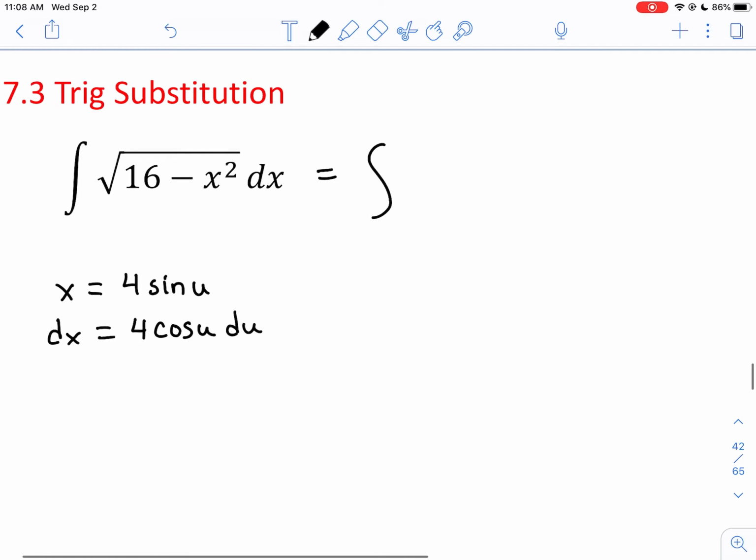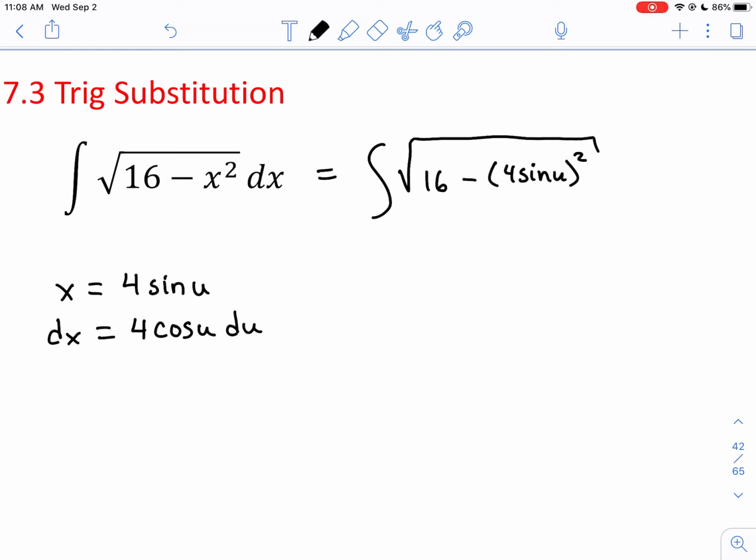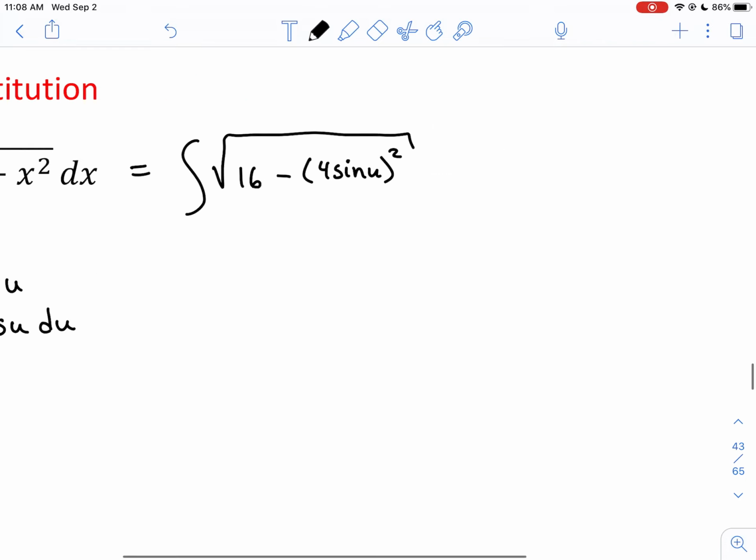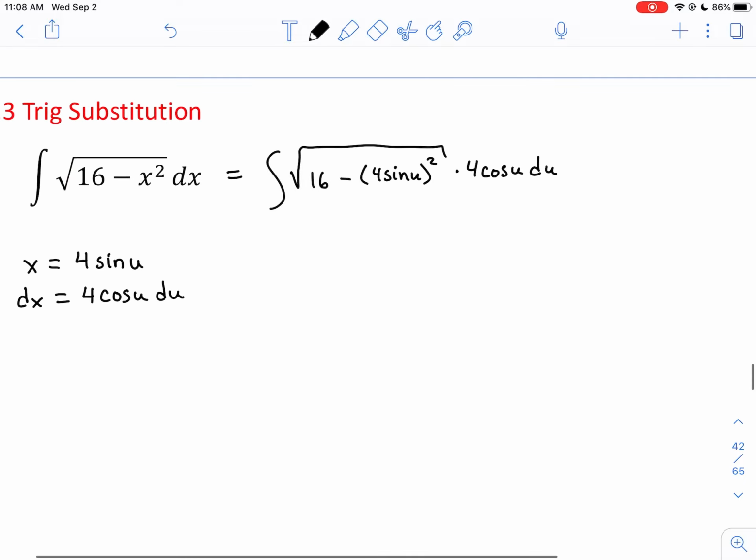Okay, so we have this radical. Inside the radical is the 16 minus, and then I'm replacing x with 4 sine u, and that needs to be squared still. Of course, we have all that inside a radical. And then we also need to change the dx. The dx becomes this expression right here, so times 4 cosine of u and then du. Okay, so at first glance, it looks like I really complicated the integral.